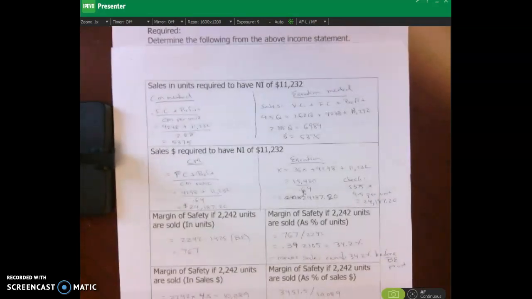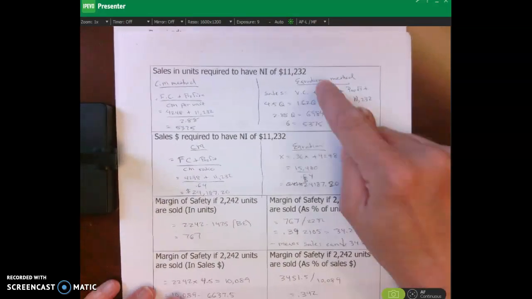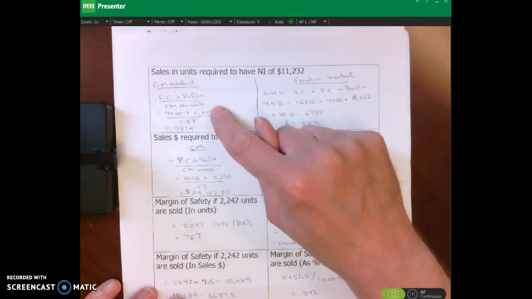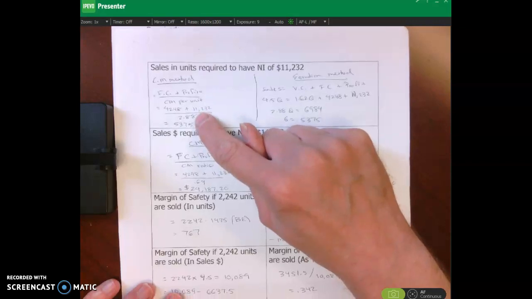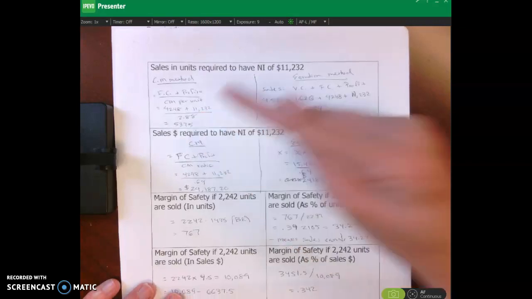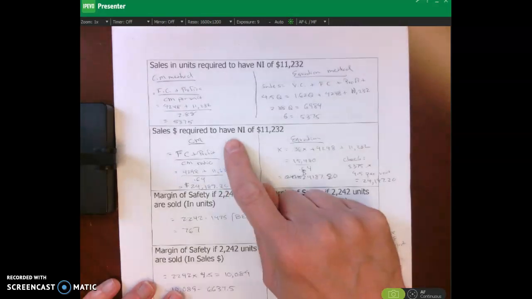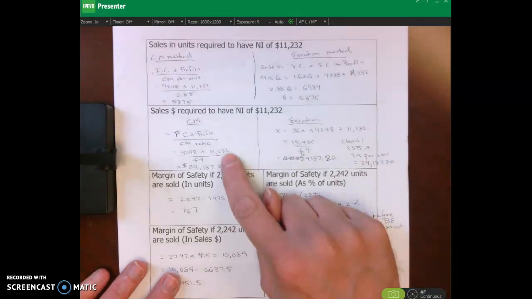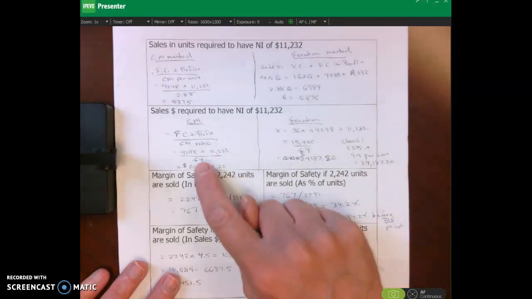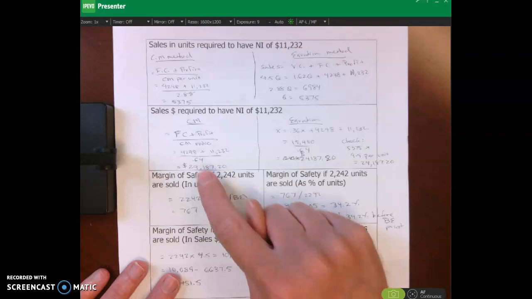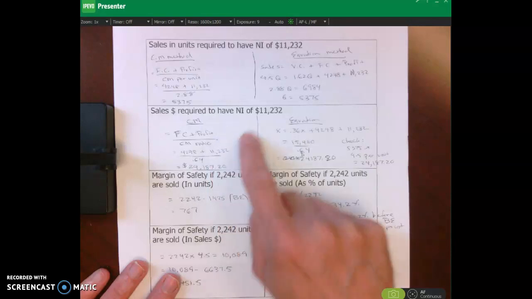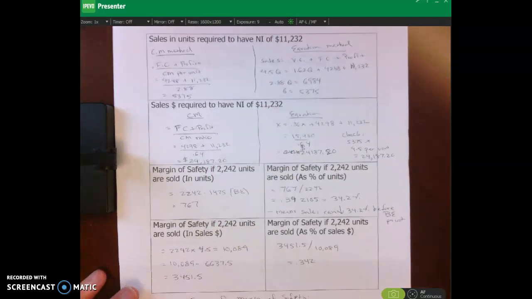If we look over here in terms of sales in units to have a net income of 11,232, we take our fixed costs plus our target profit divided by our CM, contribution margin per unit, 5,375. In terms of the sales dollars, 4,248 fixed costs plus my 11,232 target profit divided by my CM ratio of 0.64 gives 24,187.20 sales dollars to get net income of 11,232.